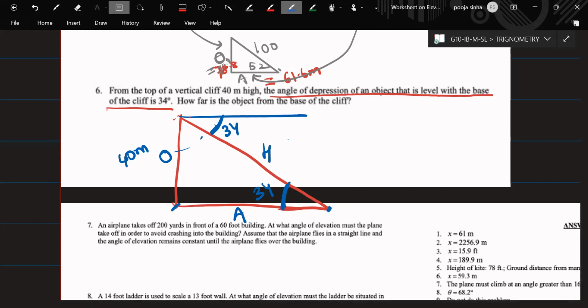We want to find the base of the triangle. We have to find the base of the right triangle, right? Where is the base of the cliff? It's here, right? This is the base of the cliff. From here, you're trying to find where the object is, that distance.